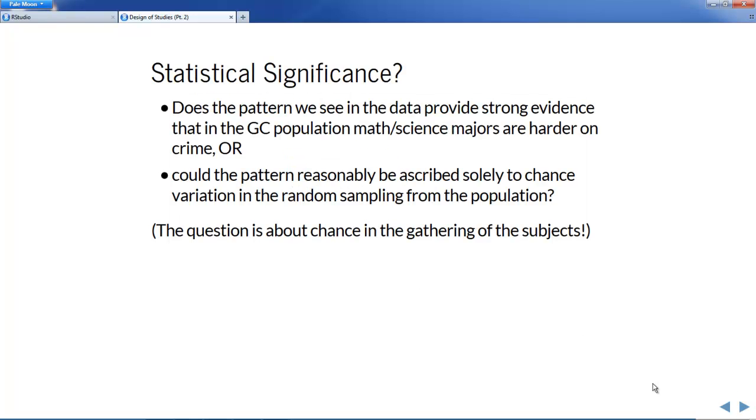But of course, that raises the question of statistical significance. Does the pattern we see in the data provide strong evidence that in the Georgetown College population, math and science majors are harder on crime? Or could the pattern we saw in the data just be ascribed solely to chance variation in the random sampling from the population? Notice here that the question is about chance in the gathering of the subjects from the larger population.